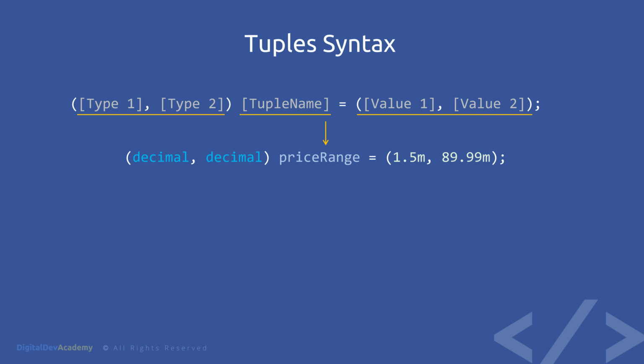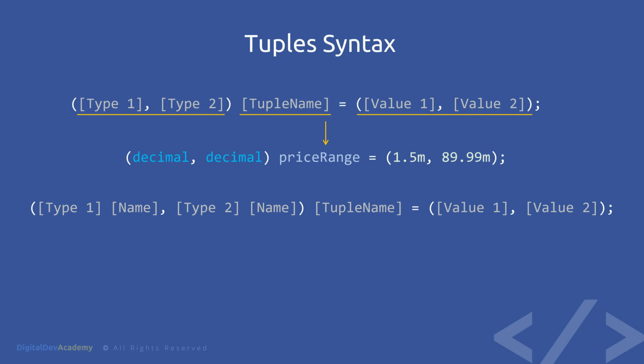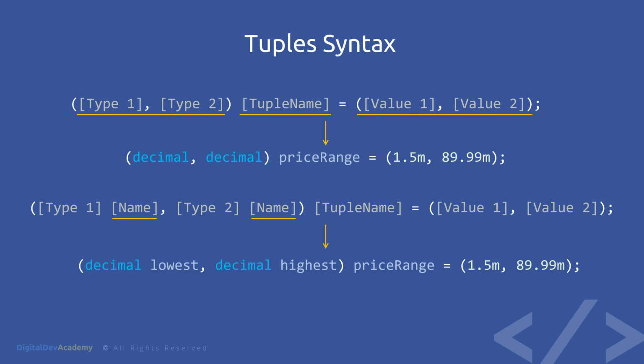The downside here is that accessing the values isn't very intuitive. To fix that, you can name your tuple fields. The syntax is the same, except now each type has a name alongside it. Once again, here is a real example, which is the same as before, but this time with named fields, making the code far more readable and easier to work with.